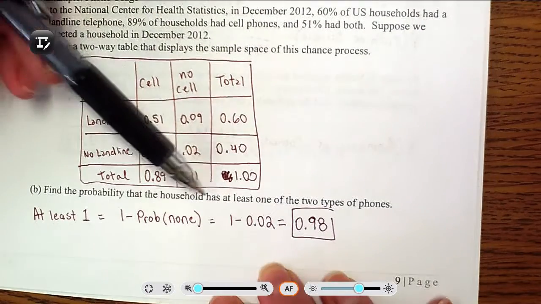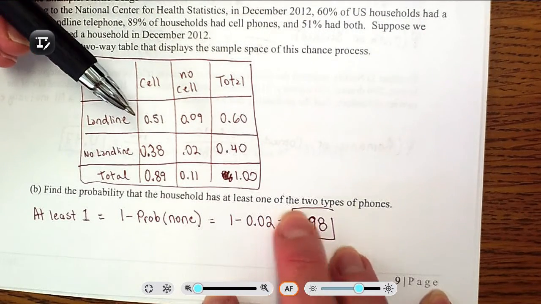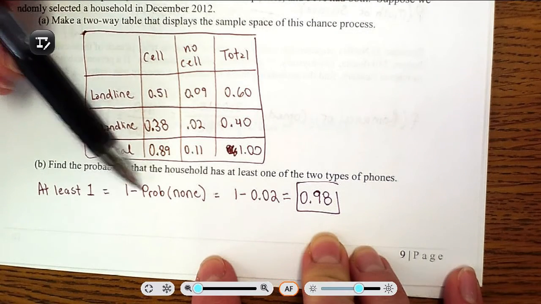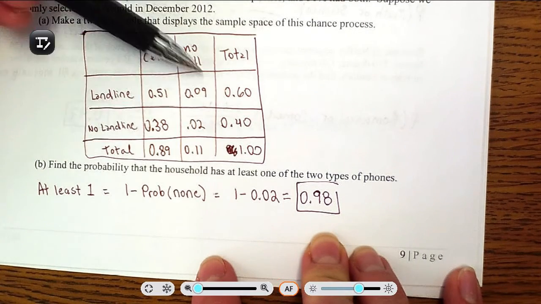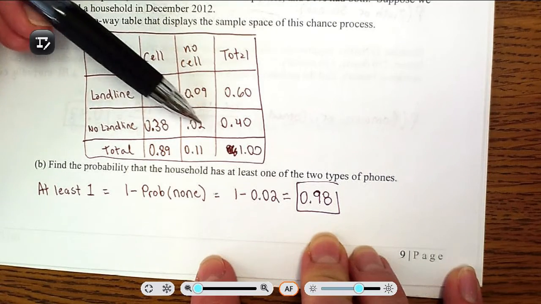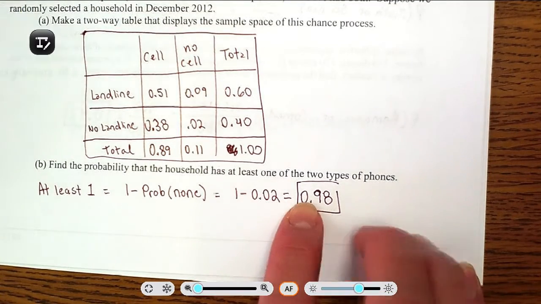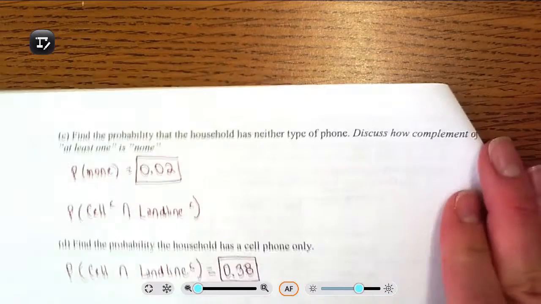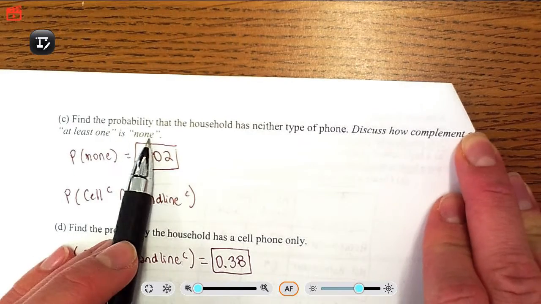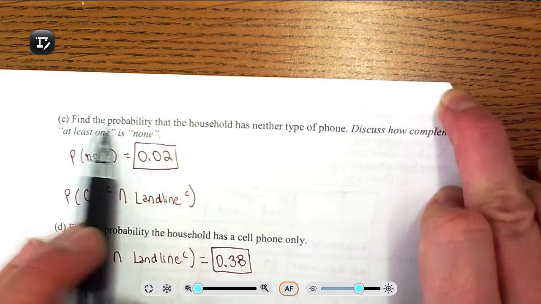Find the probability that the household has at least one of the two types of phones. So at least one is 1 minus the probability of none, and no cell phone and no landline is this 0.02 group. So we could take 1 minus 0.02 and get the 98% of the households. Find the probability the household has neither type of phone, and discuss at least one is none.